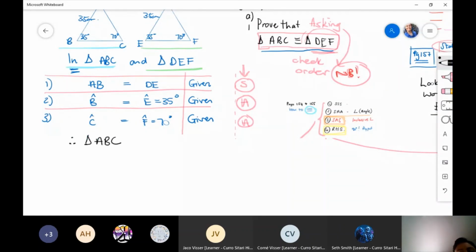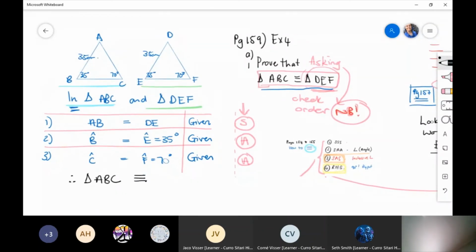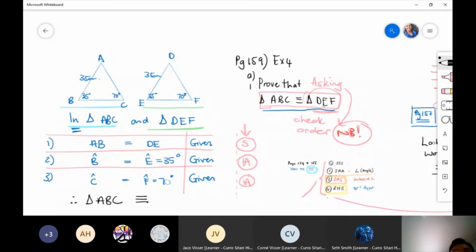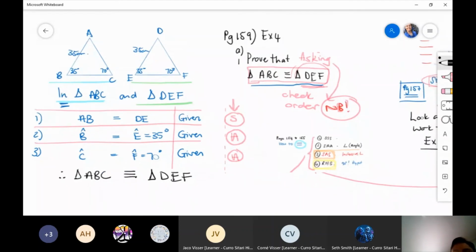triangle ABC, now I must go in order, is congruent to triangle DEF. So angle A must be equal to angle D, I see. Angle B is equal to angle E, and angle C equal to angle F. Great, so that's fine, but I'm not done yet. I must state what scenario I am referring to. Great, there it is. Now your second part of this question, this was just number one, A number one.